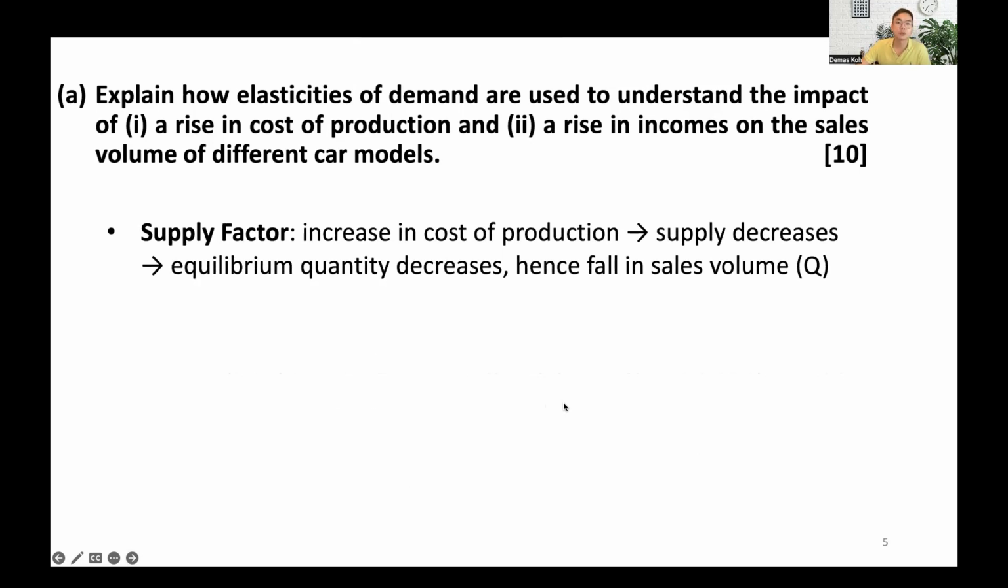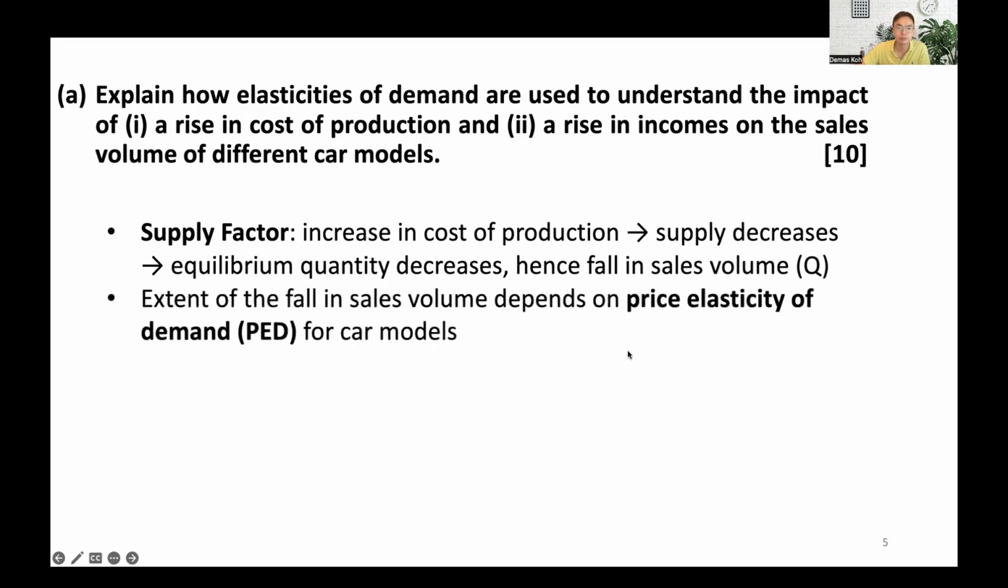Right. So for the supply factor, which is the first part of the question, the rise in cost of production, we've got therefore supply decreasing and equilibrium quantity will decrease, hence leading to a fall in sales volume. Now, the extent of the fall in sales volume will depend on the price elasticity of demand for car models.